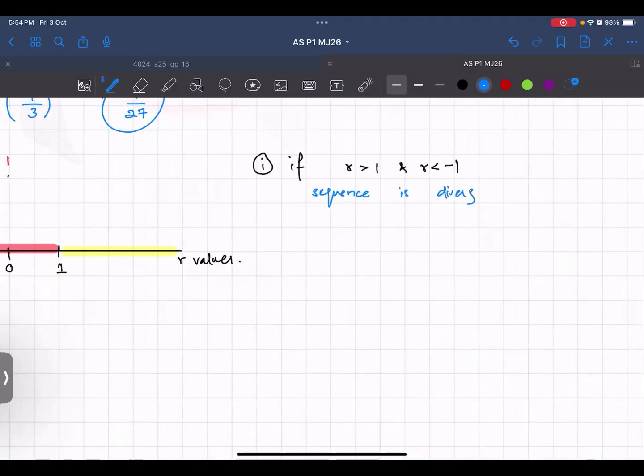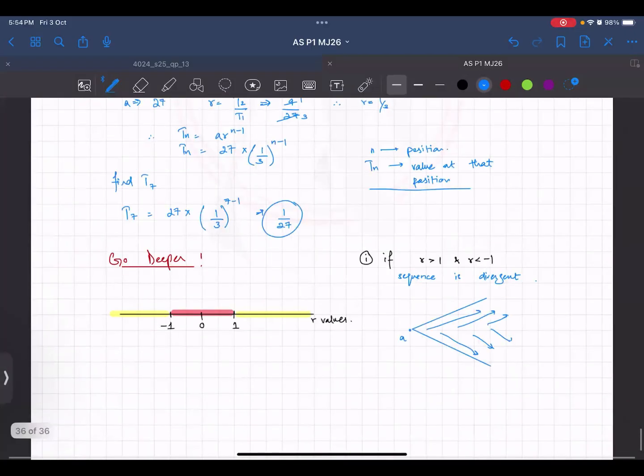What does this mean? The sequence is divergent. This means that if you have a starting value A, the next term will be bigger than the previous one, then the next one will be bigger than the previous one, and the next one will be bigger again. So that's why I'm calling it divergent. It will open up. The values would become larger and larger. So this is called a divergent sequence, when the values are infinitely getting larger, there is no end.